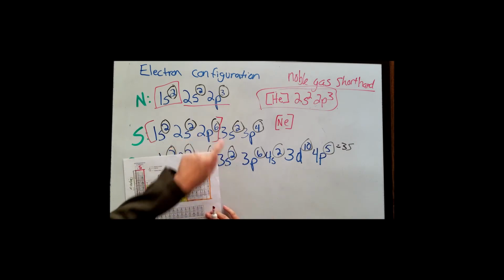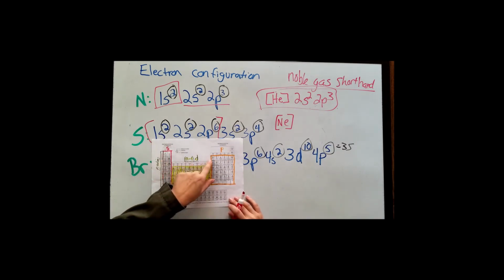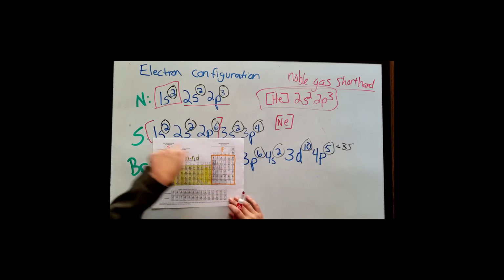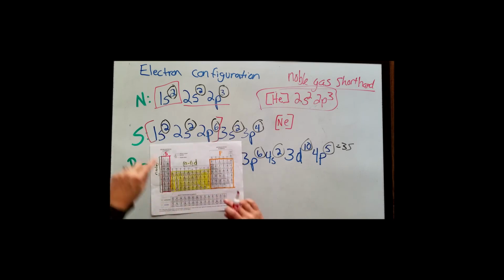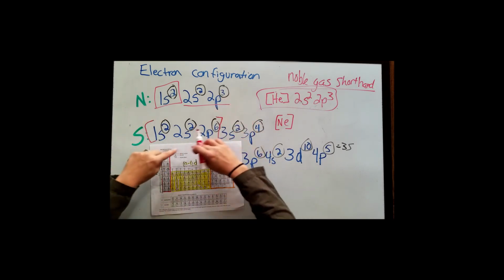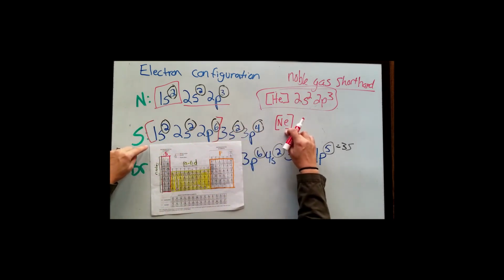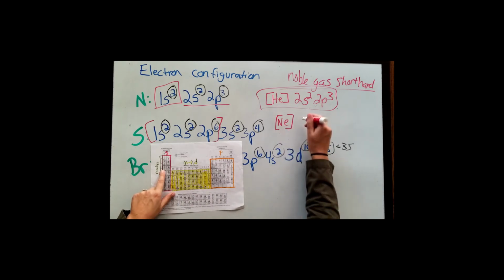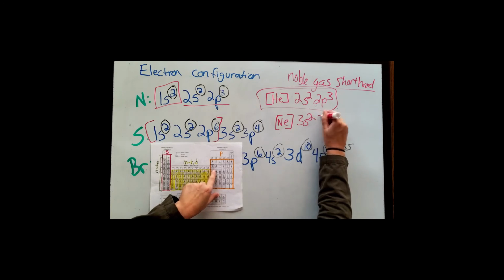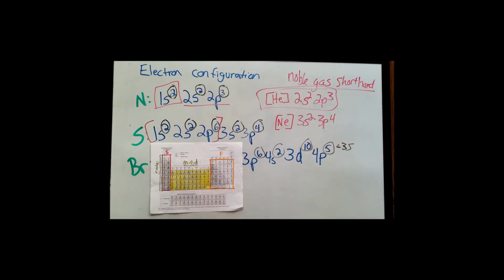Because look, 2p6. Okay, period 2, p block. 1, 2, 3, 4, 5, 6. So that 2p6 describes neon. So I don't need to write any of this because I wrote Ne. So I can take that part out. Now I start after neon, which is period 3. 3s2 brings me to magnesium, and then 3p4 describes sulfur. So this would be the shorthand way to do sulfur, to describe sulfur.